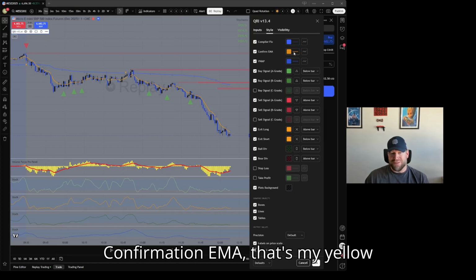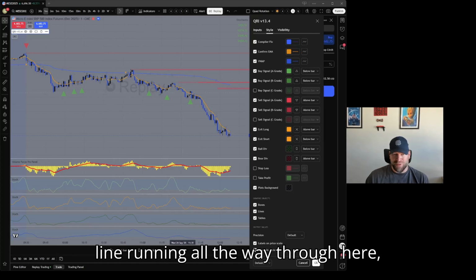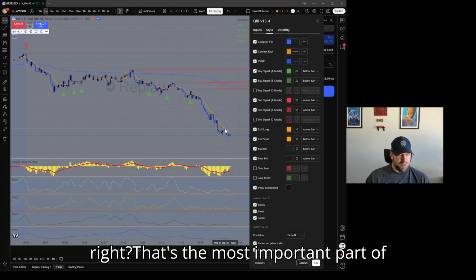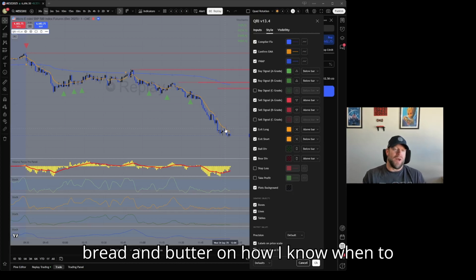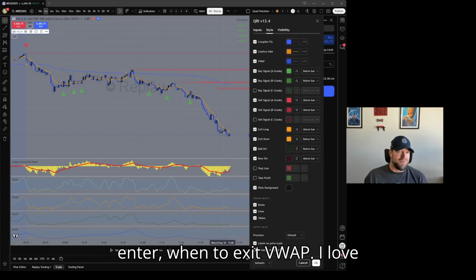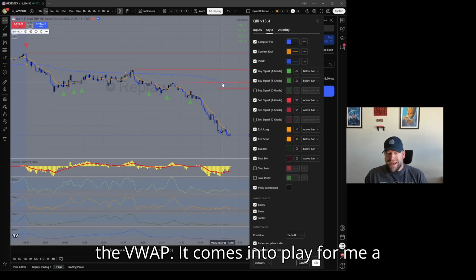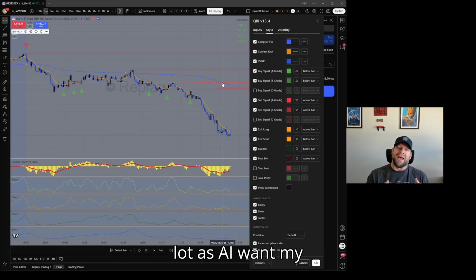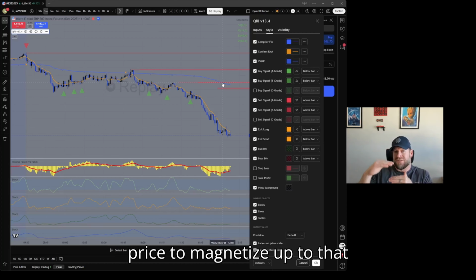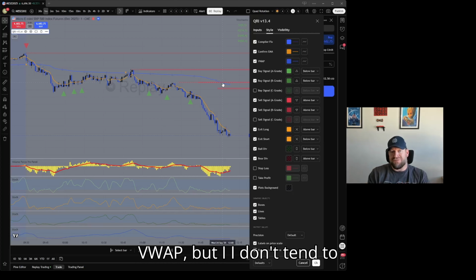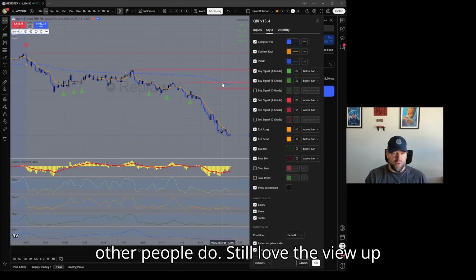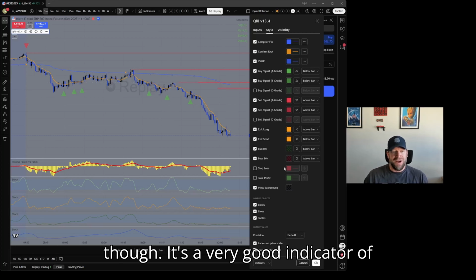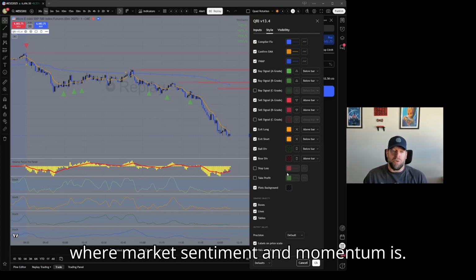Confirmation EMA, that's my yellow line running all the way through here, right? That's the most important part of this indicator to me. That's my bread and butter on how I know when to enter, when to exit. VWAP, I love the VWAP. It comes into play for me a lot as I want my price to magnetize up to that VWAP, but I don't tend to use it in a lot of ways that I've seen other people do. Still love the VWAP though. It's a very good indicator of where market sentiment and momentum is.